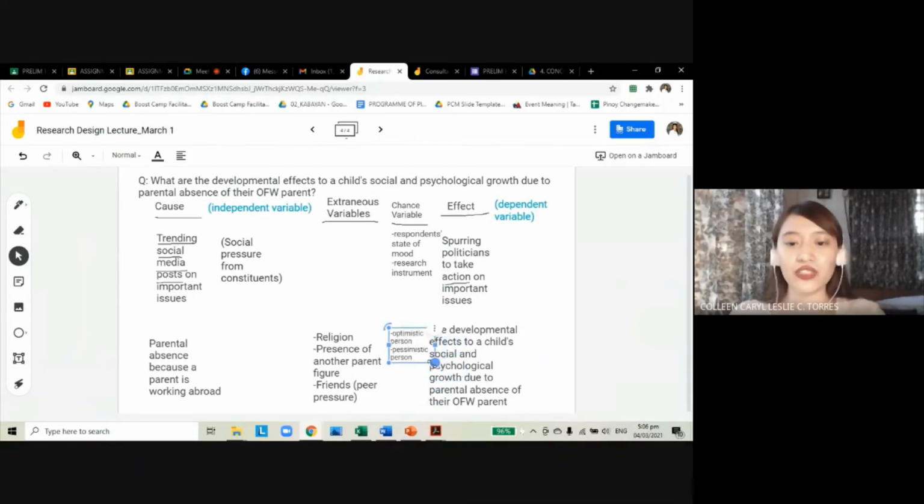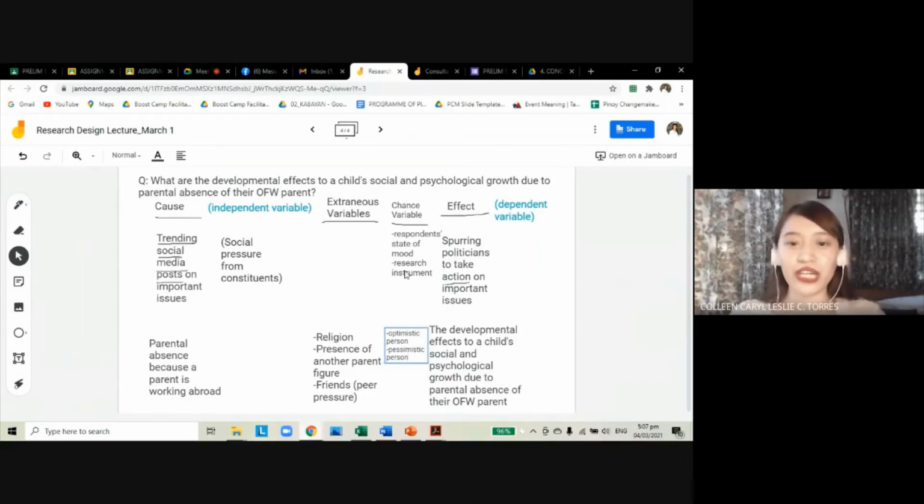So naturally ang iyahang tubag pod kay optimistic pod siya nga moingon nga wala may epekto sa absence sa akong mama kay maayo man sa lang ako, ang state of mind yan na bitaw class. So mao na ang chance variable.